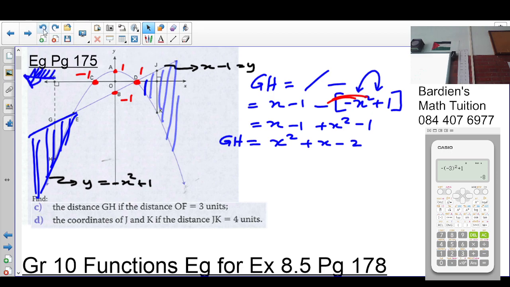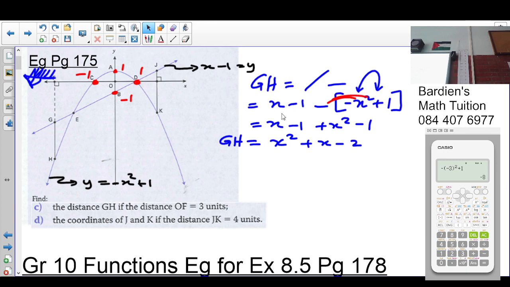Let's take it one step back again. To calculate the length of GH, we take the top graph minus the bottom graph. Which graph is on top? The parabola. Oh, sorry, the straight line. So you say the straight line, which is x minus 1, minus the parabola, which is negative x squared plus 1. I simplified it and I got the algebraic expression for that distance.